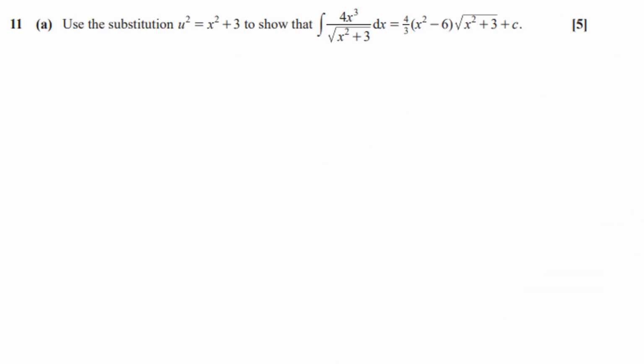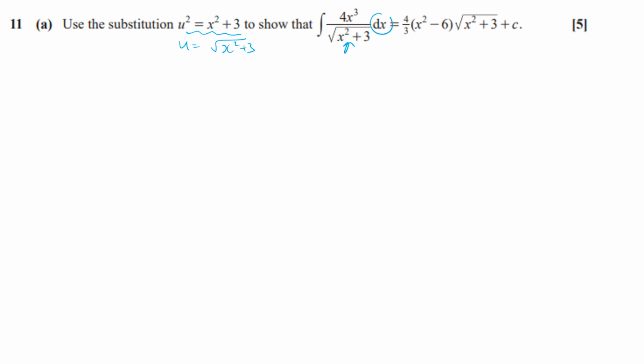Just 2 questions left, and this is the start of question 11, which is an integration by substitution. So we need to substitute for everything in the integral, the numerator, denominator, and the dx. I can see that if u squared is equal to x squared plus 3, then u is going to equal the square root of x squared plus 3. So that's the denominator sorted.